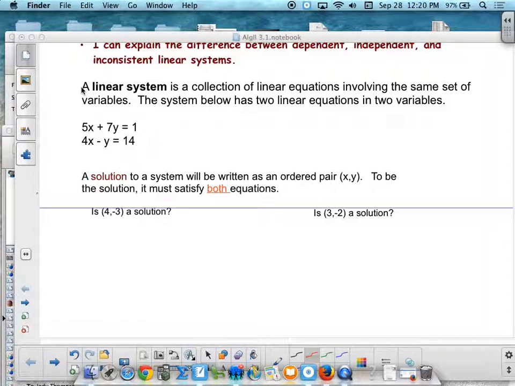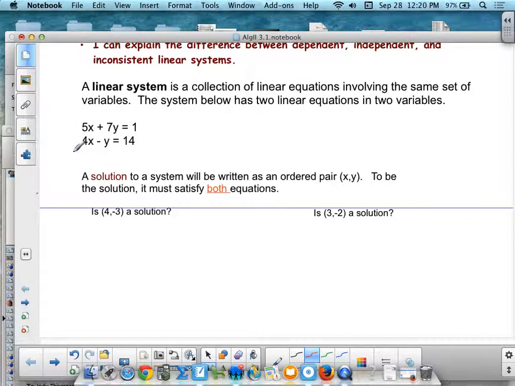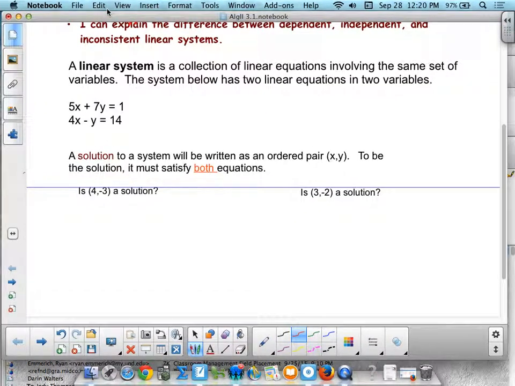This one has x and y. This one has x and y. Same set of variables. The system below has two linear equations in two variables. This is all a system is. Two equations with two variables. I usually put little braces around it, just so you know. So this is what a system looks like.